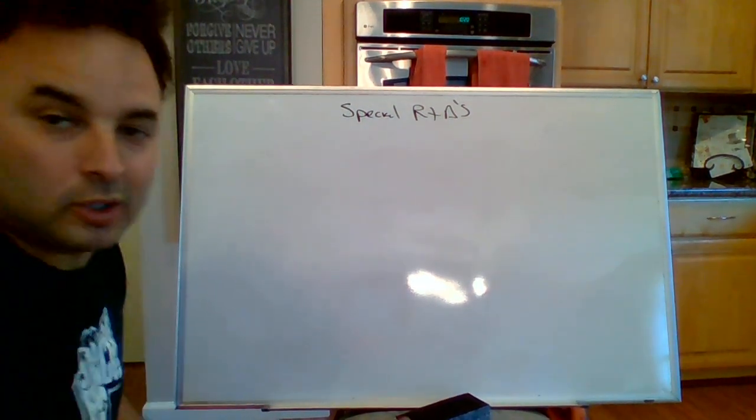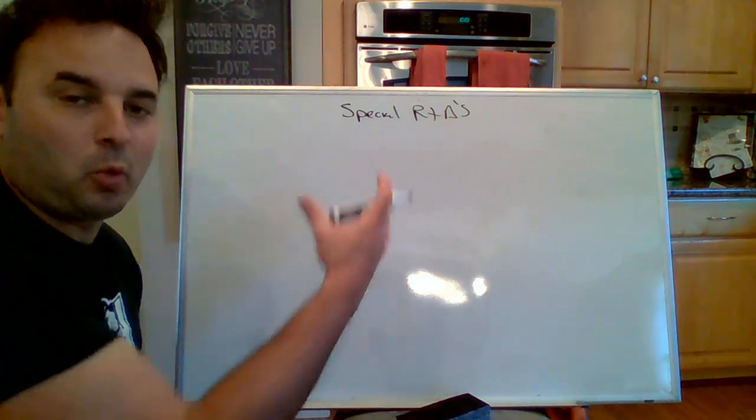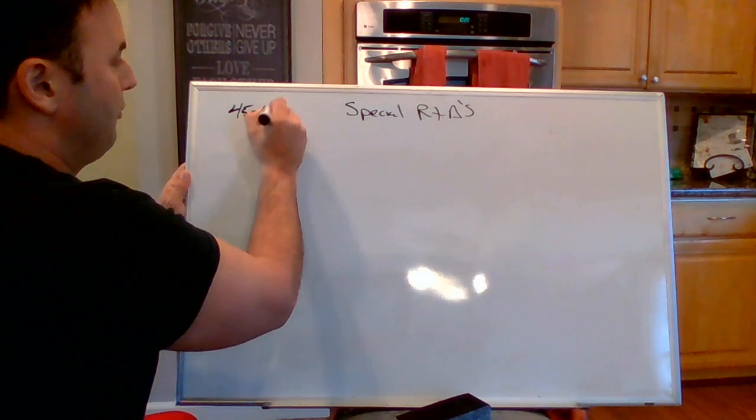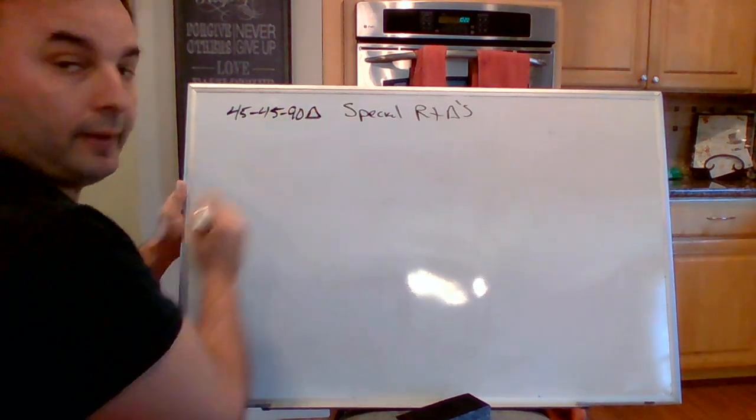Okay guys, we want to try to do this remote learning. Today we're going to learn special right triangles. We're going to start with the 45, 45, 90 triangle. Okay?